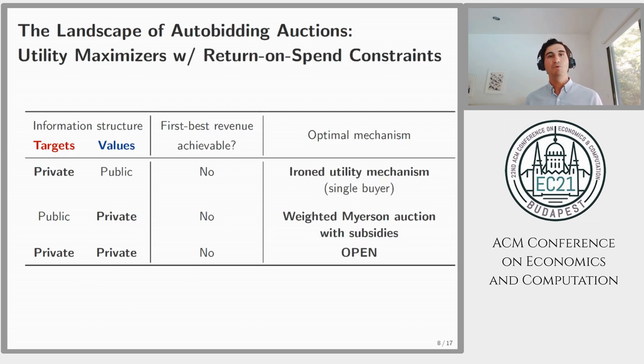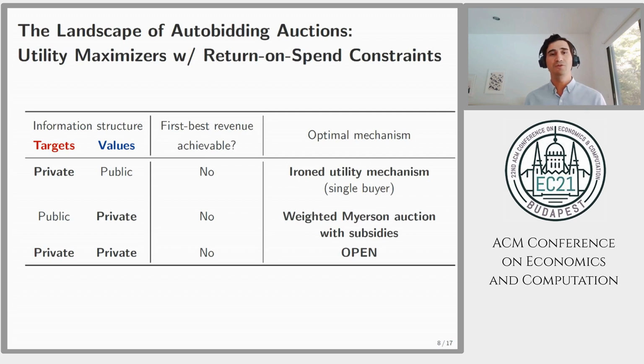Then we switch to the case of utility maximizers with a return on spend constraint. In this case, we look at the same information structures. First, when targets are private, we show that first best in general is not achievable, and we characterize an optimal mechanism for the case of a single buyer. This is what we call the iron utility mechanism, which tries to iron out the utility that the advertisers get. And we have some new ideas in here.